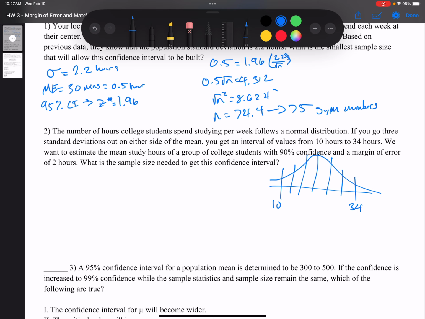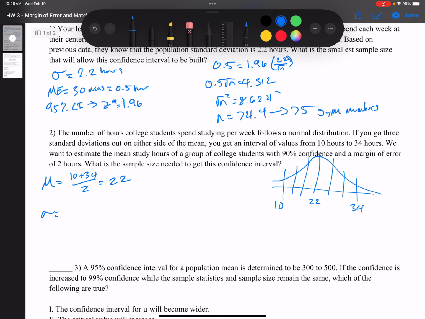Okay, so the first couple of things we want to figure out is we've got to find our mean and our standard deviation from this information. Mean is pretty straightforward, because we're going to be right in the middle of 10 and 34. So we can do that by just taking the average, and we end up with 22. So right here in the middle is 22.